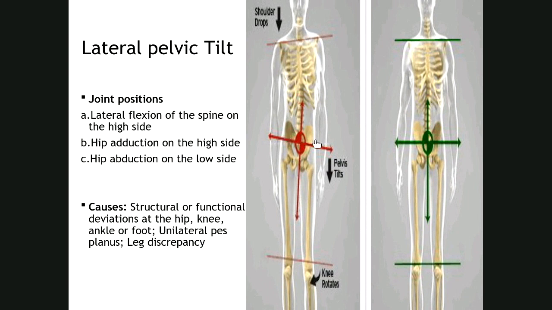There's going to be hip adduction on the high side, so this kind of goes closer, which will in turn tighten those adductors because you're just getting closer to try to maintain that as level as possible. There's going to be hip abduction on the low side, so the hip is going to go into abduction to try to maintain that as optimal posture as possible.